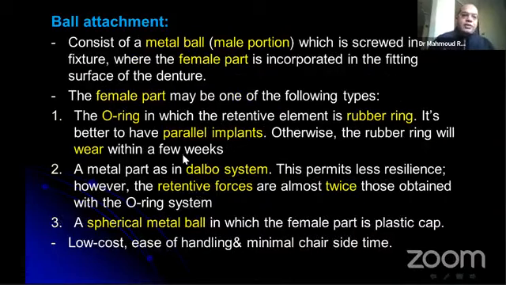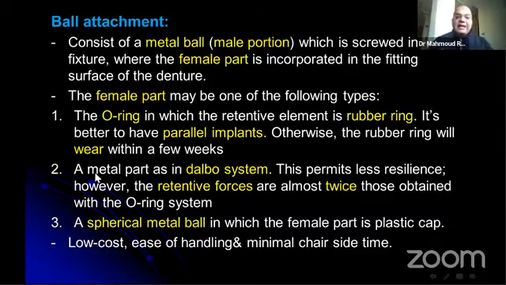Here we are talking about the ball and socket. It consists of a metal ball, male portion, which is screwed into the fixture, where the female part is incorporated into the fitting surface of the denture. The female part may be one of the following types: the O-ring, in which the retentive element is a rubber ring. It's better to have parallel implants, as we said before. Otherwise, the rubber ring will wear within a few weeks.